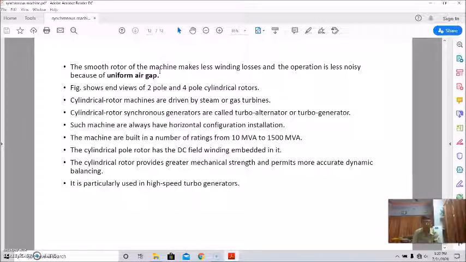I hope this gives you a little idea about synchronous machines or alternators. If we think about synchronous motors, the construction type is the same; the only difference is the input and what output we are trying to get out of it.